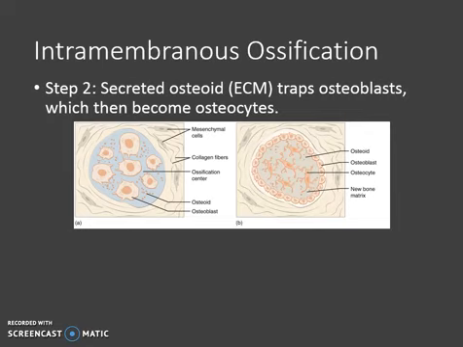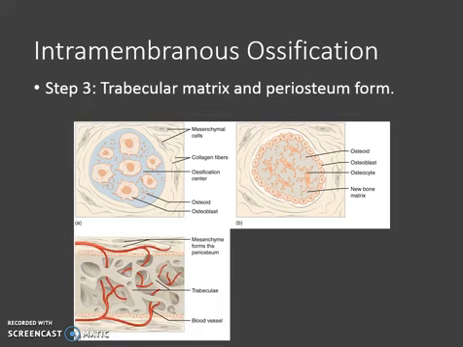Those mesenchymal cells then start to secrete osteoid, and osteoid is just the extracellular matrix, or what will become the extracellular matrix of the bone. That osteoid, or extracellular matrix, traps the osteoblasts, causing them to become osteocytes. The trabecular matrix forms and the periosteum forms around the edges, around the surface of the bones.